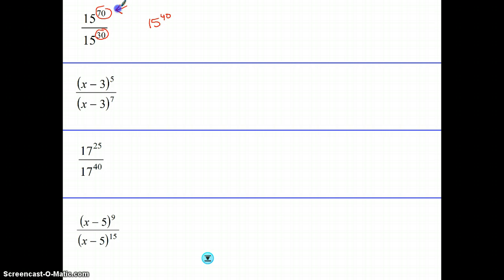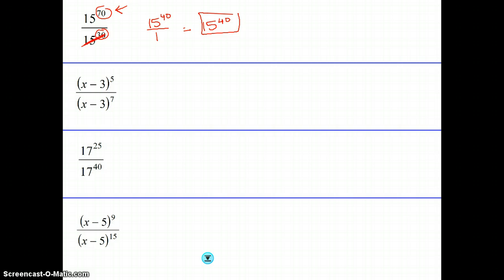Since there were more 15's on the top that had a greater exponent, my resulting answer will also be in the numerator of my fraction. So on the bottom, since all of those 15's canceled out, I simply have a 1. Now writing the 1 is unnecessary, so I'll just write this as 15 to the 40th power.